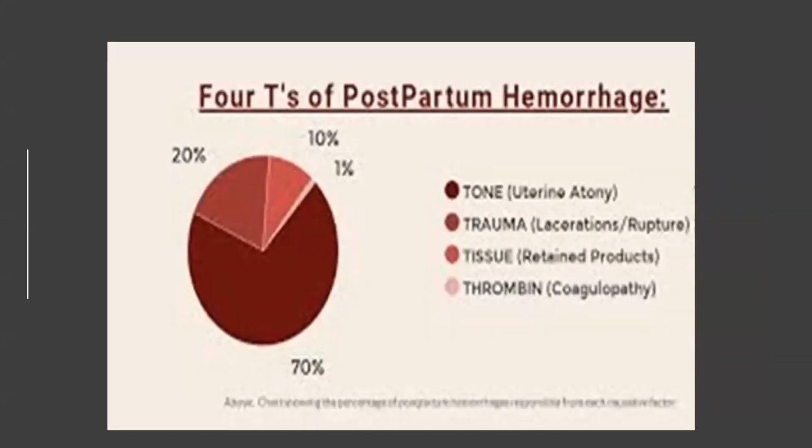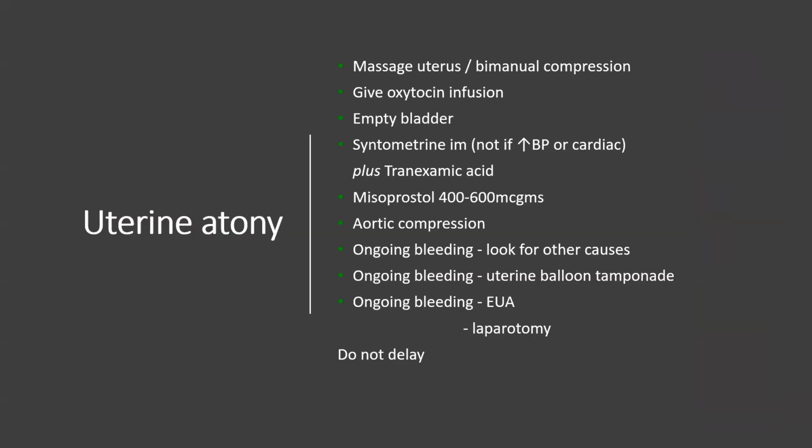So the 4 T's of postpartum hemorrhage. The majority of the patients that are going to bleed postpartum are going to bleed from uterine atony. The next one is going to be trauma, laceration of the vagina. Then it can be retained products, or there can be a coagulopathy. So with uterine atony, remember, simple basic things. Deliver the placenta, be very active in the third stage of labor, rub the uterus, do bimanual compression if the uterus does not contract. You give oxytocin infusion. You must always empty the bladder.